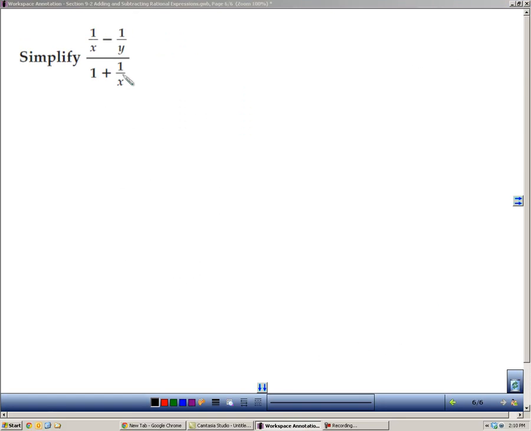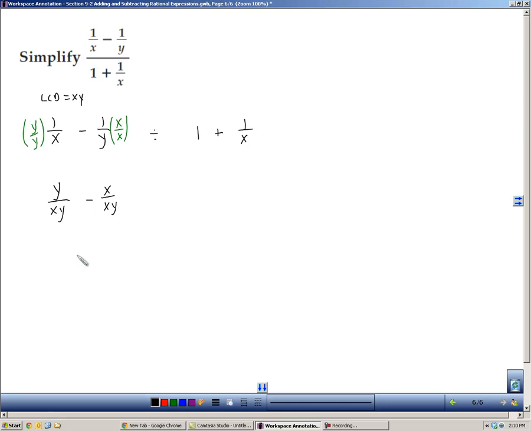In this problem, we have a complex fraction, so we have division of two rational expressions. I'm going to rewrite it this way, in a sense breaking it all up so we can deal with each one separately. So over here we're looking for a common denominator, an LCD of xy, because that would take both factors into account. So I'm going to multiply this left side by y over y, because that's the missing piece, and this side by x over x. So we're going to get y over xy minus x over xy, and now put the whole thing together, y minus x over xy. So that's simplifying the numerator.